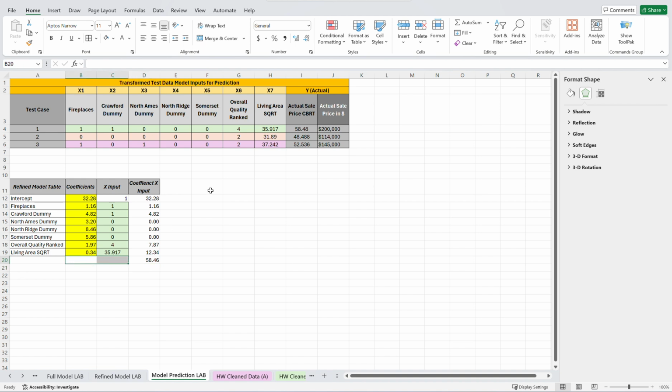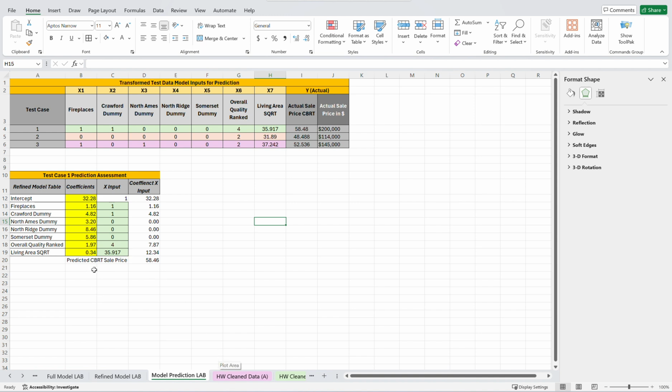I'm going to merge these cells together just so I have room to put, this is the predicted cube root of sale price. And this is for test case 1. If we want to give this table a title, we can merge these together, and this is test case 1 assessment, or prediction. Then we can format paint our other title to make sure those are consistent.